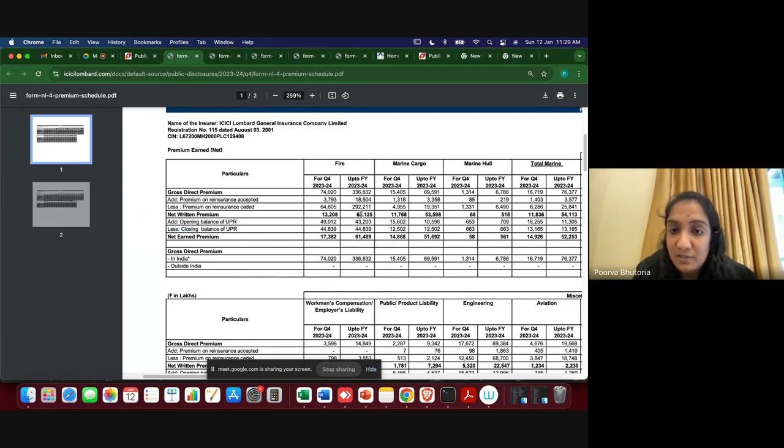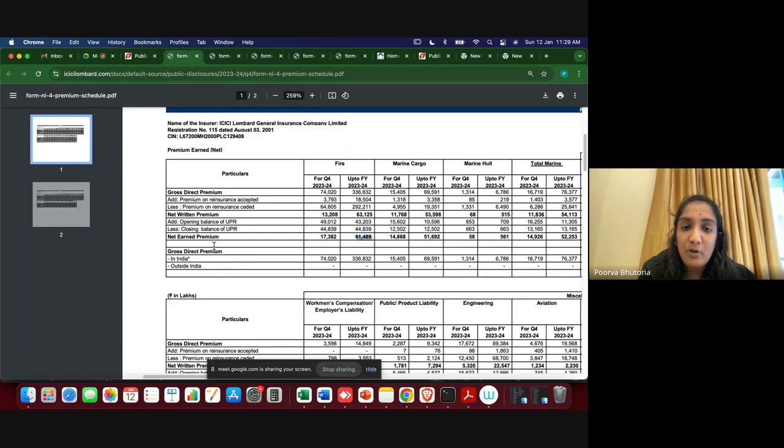Okay, you have written 631, but out of which you have not completely earned. And what is the portion that you've not earned? You've not earned 448. So we'll subtract that, and what's left with us becomes the net earned premium.